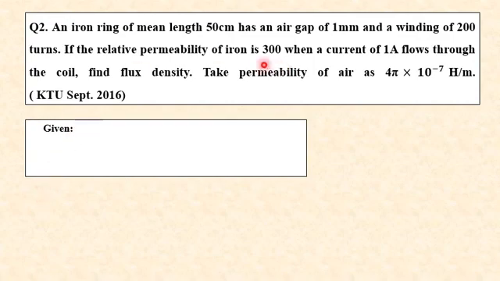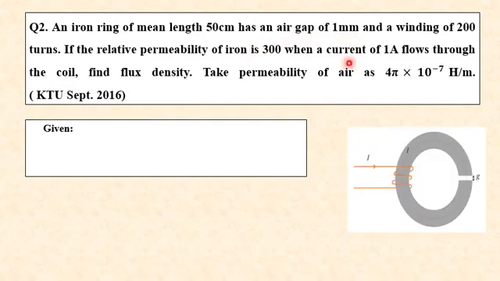So in this question, we can see that we are having an iron ring but with an air gap of 1 mm. So I can draw the circuit like this. An iron ring with an air gap of 1 mm, and I am denoting the air gap here as G. First we can write down the given parameters.